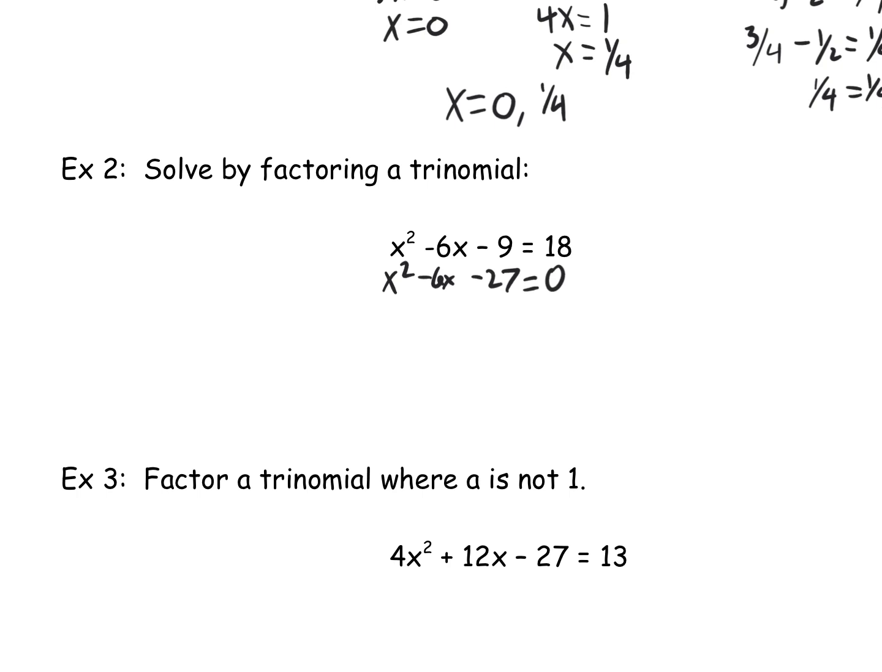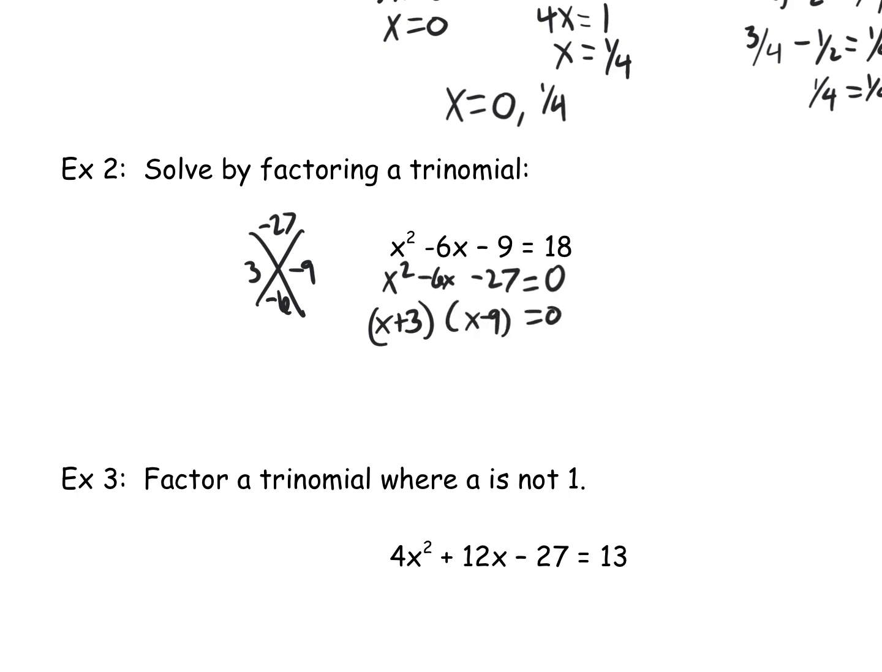And now we can use our method of factoring a trinomial. So I have a negative 27 on top of our diamond, negative 6 on the bottom. So looking for numbers that multiply to equal negative 27 and add to equal negative 6. And that is, of course, positive 3 and negative 9. So our factors are (x plus 3) and (x minus 9).